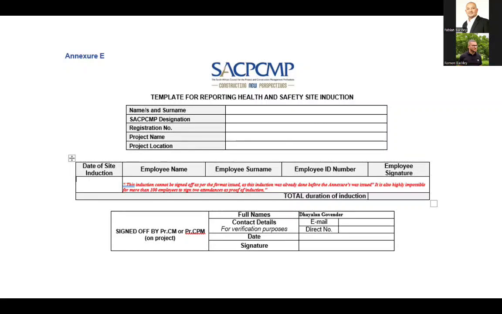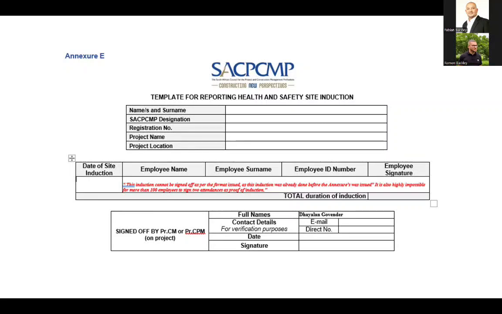So for each evidence that you're going to upload with the attendance registers, you are going to ensure that you have, for each annexure, your attendance register with the date the induction was done, okay? Then, for example, you will have a sign-off section where the project manager or the construction manager will sign. For example, his name will be there, his email, his direct number, the date, and then the signature of the construction manager or project manager.